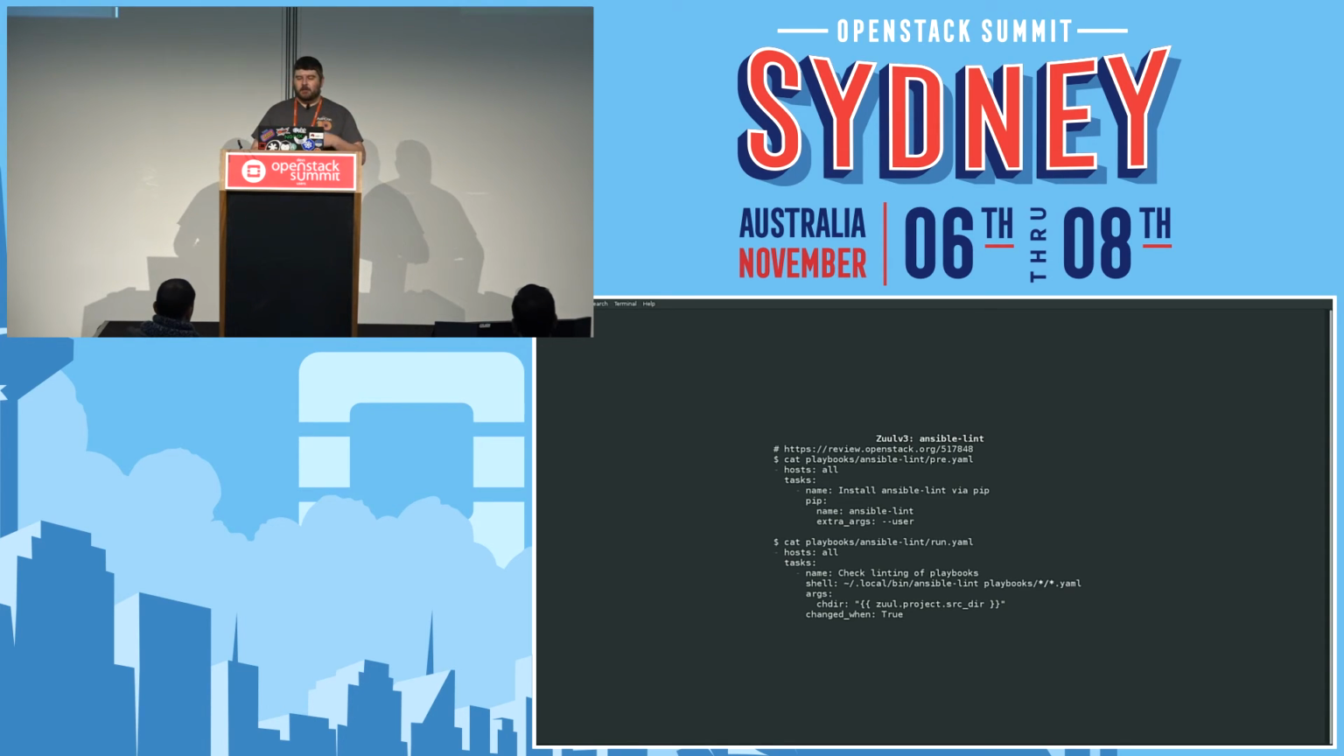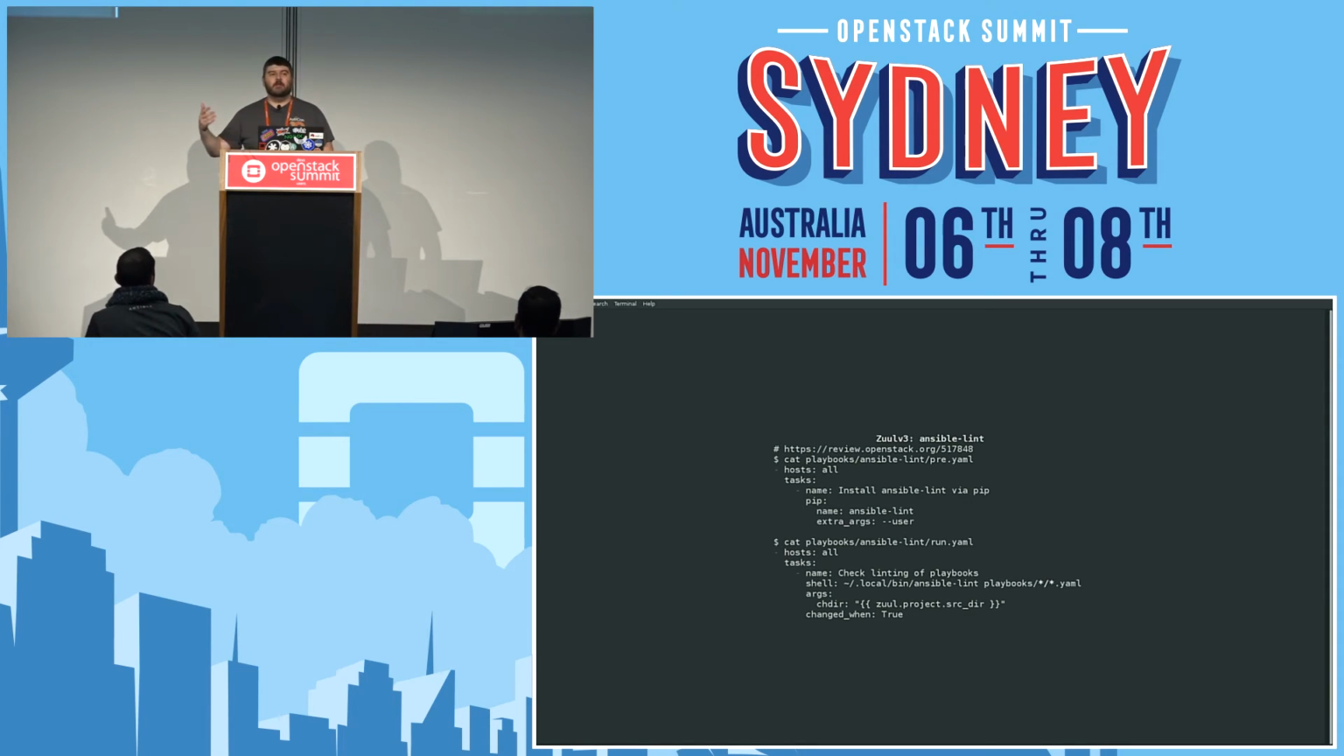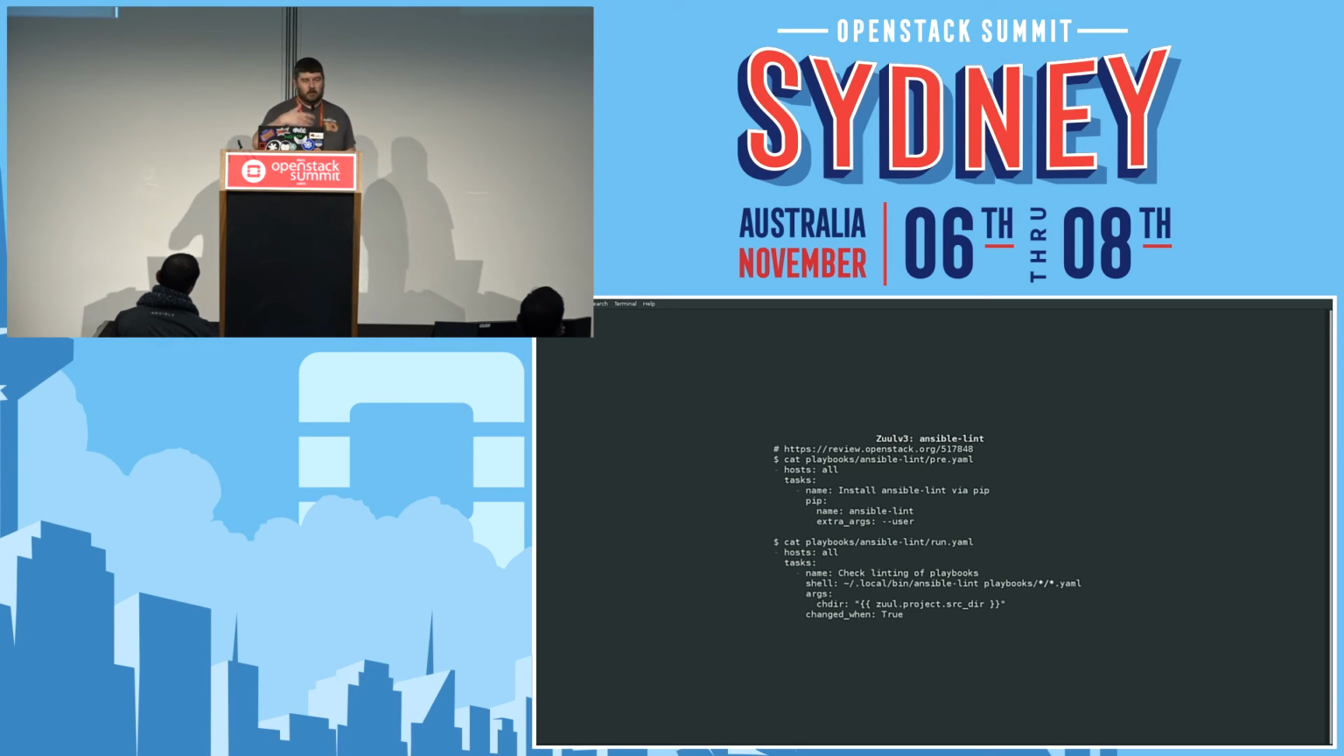In the pre, maybe we want to just ensure that Ansible lint is installed, because that's, in my mind, a separate process than the actual linting of a job, right? And I just wanted to show how we have the concept of pre-runs, runs, and post-runs, right? So we have two playbooks. The first one installs Ansible lint into the user namespace. And then we run Ansible lint on our playbooks directory.